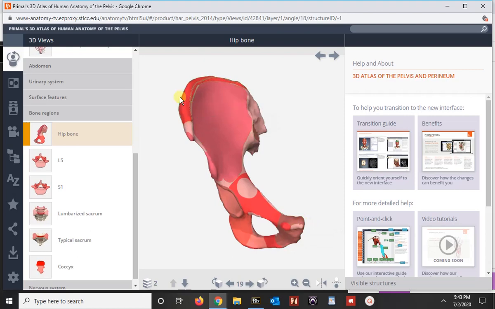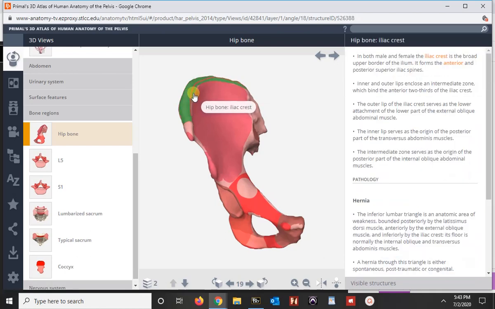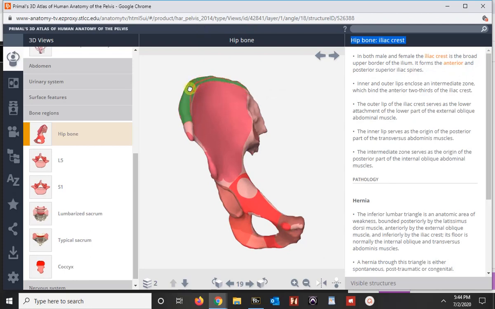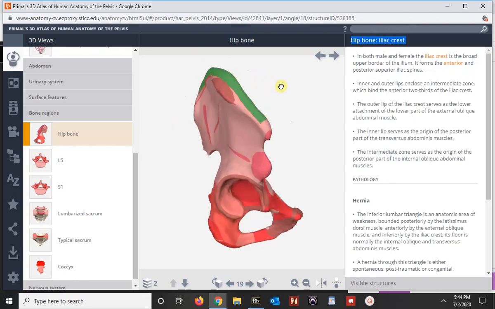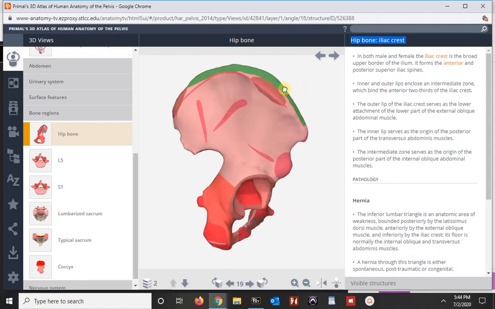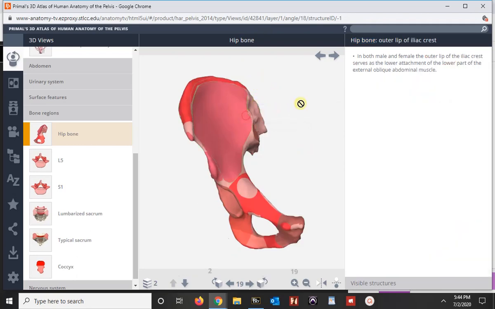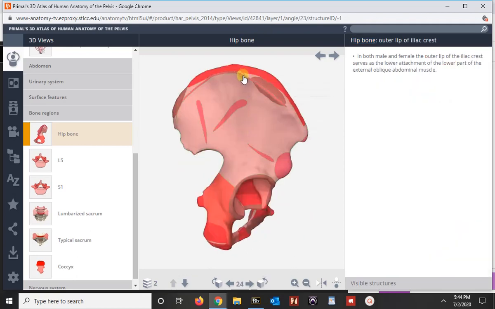Here is the iliac crest that I was talking about. And notice, let me see if I can get it, the inner lip of the iliac crest. So here's the inner lip of the iliac crest right here. And if you turn this around to see the back of it, you can see the back of the iliac crest. And this would be the outer lip, this little line right there. You can see this little line back here. This is the outer lip of the iliac crest.